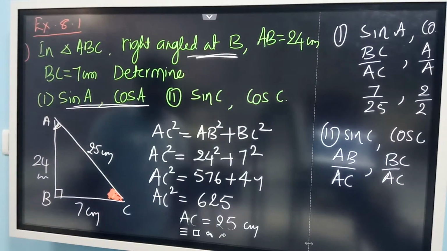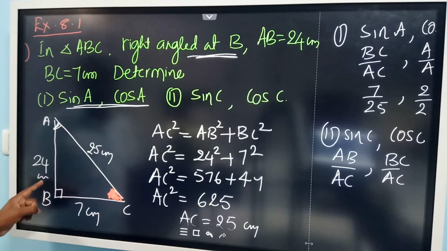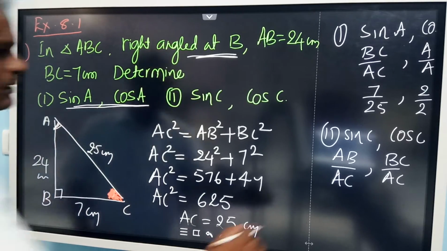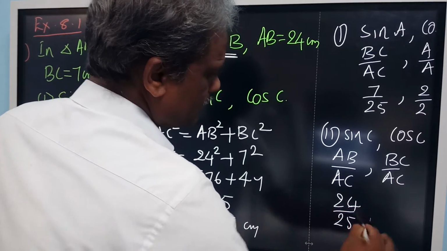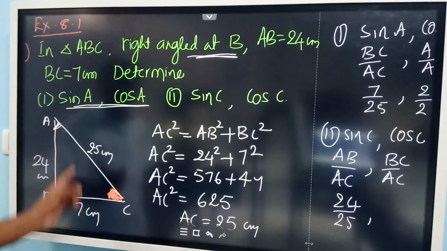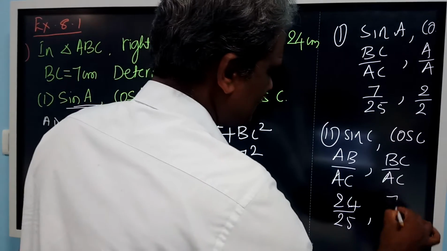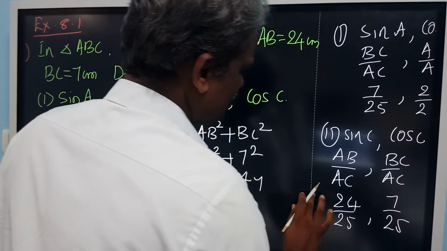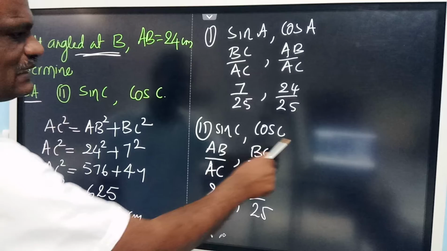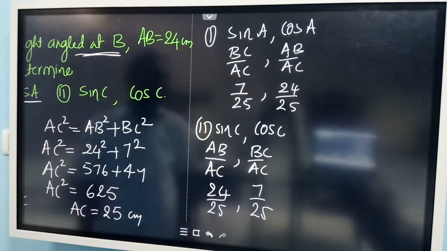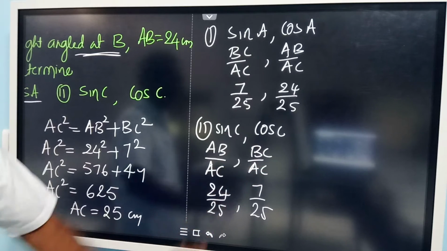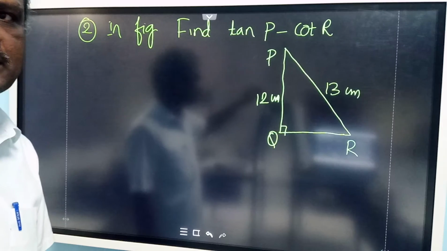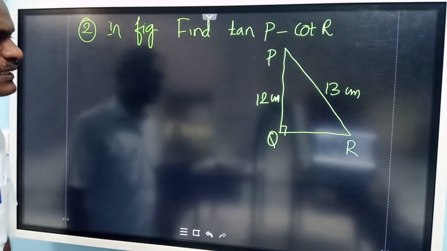So now substitute the values. AB here is 24, AC here is 25, so 24 by 25, and BC by AC is 7 by 25. So this is the value of sin C and cos C, and this is the value of sin A and cos A. This one is with reference to angle A, and this is with reference to angle C.